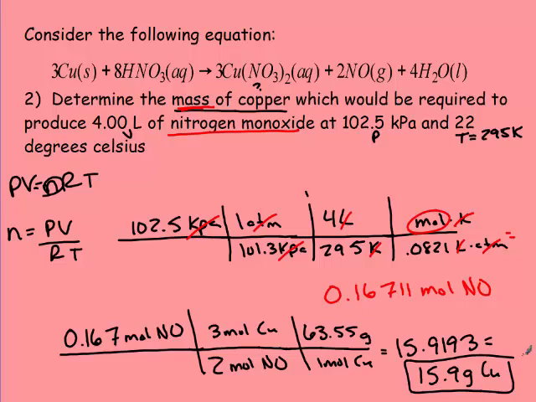You should have gotten 15.9 grams of copper. You have 3 moles of copper for every 2 moles of NO, and 1 mole of copper is 63.55 grams from the periodic table.